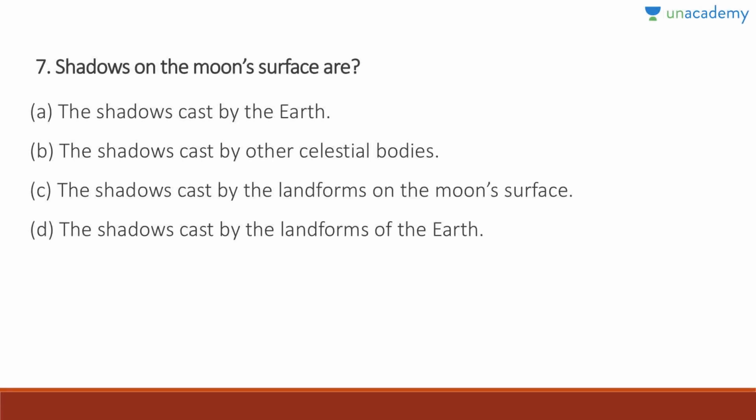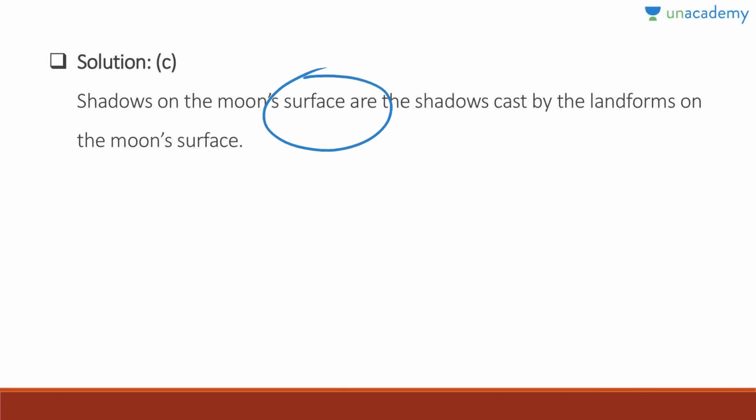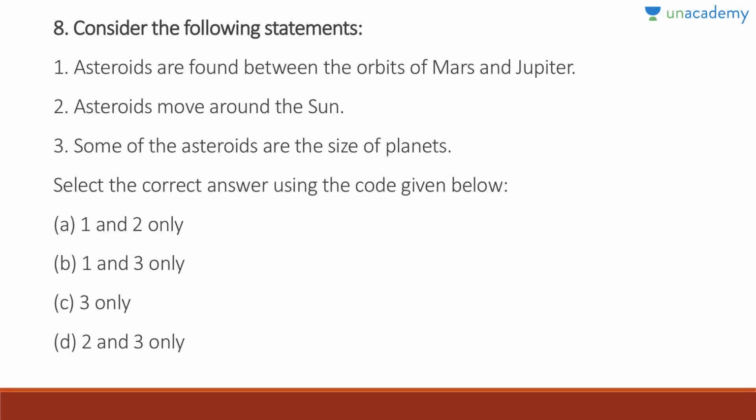Shadows on the moon surface are, what are they? So they are the landforms. There are a lot of celestial bodies that hit them, asteroids etc. falling on the moon. So these have created these craters on the moon. So these are because of the landforms on the moon surface. So answer here is C. So shadows on the moon surface are the shadow cast by the landforms on the moon surface.